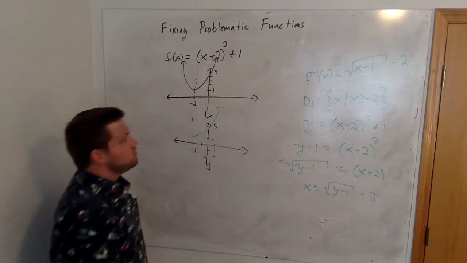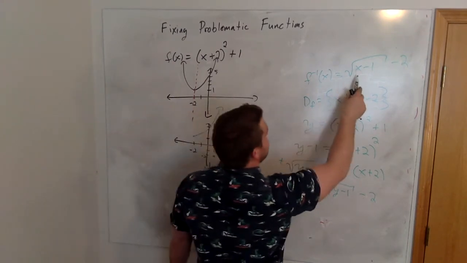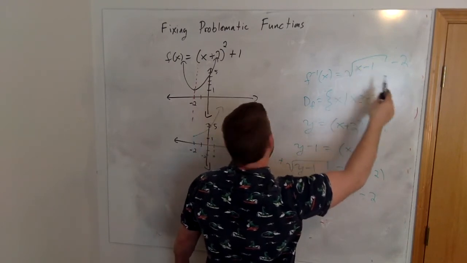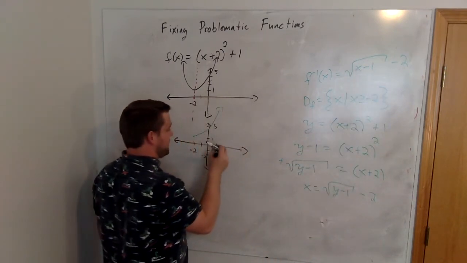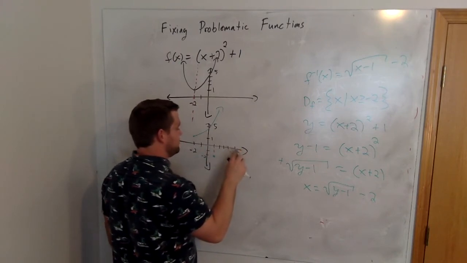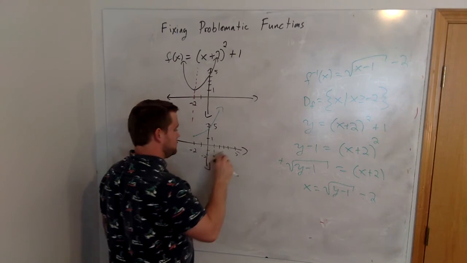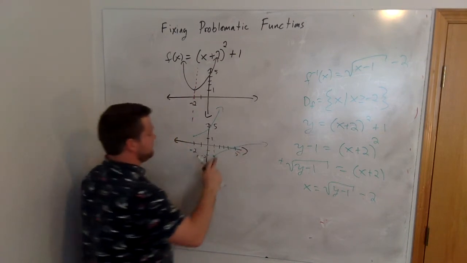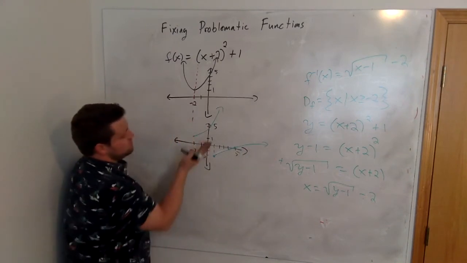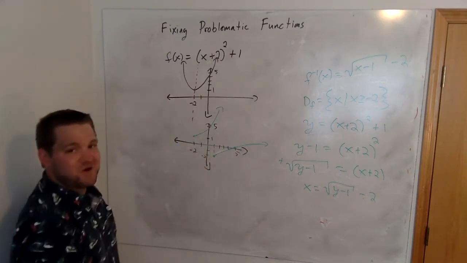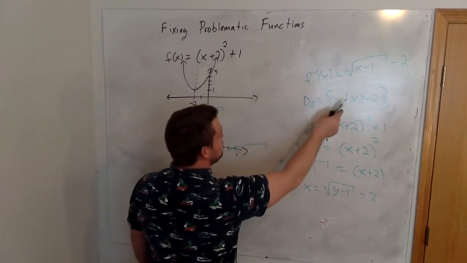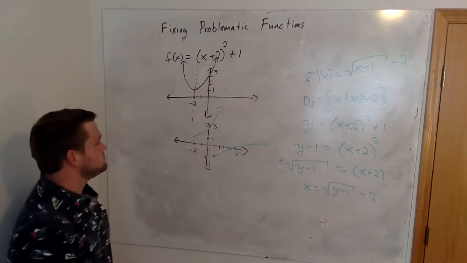And notice what happens if we plugged in 5. 5 minus 1 is 4. Square root of 4 is 2. 2 minus 2 is 0. So when we plugged in 5, the output should be 0. So here, we have the graph of its inverse. Well, it's not a perfect drawing, but notice that these are reflections of one another over the line y = x. So if we take this function, we make this domain restriction, this will be its inverse.